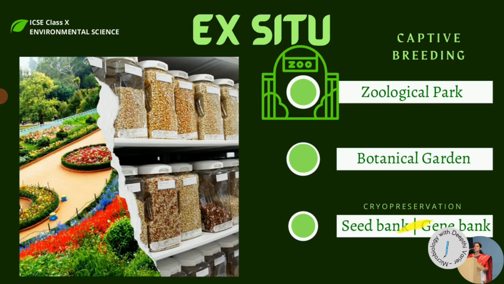We also have seed banks or gene banks, wherein you are storing the seeds or the genetic material. This is done with the help of a technique called cryopreservation, where you use really cold temperatures to preserve the seeds or the genetic material. So these are also examples of ex situ strategies. And there's also one term called captive breeding. Captive breeding is when you are allowing the animals to breed, to mate, to reproduce in a controlled environment. It is synonymous with the ex situ strategy.